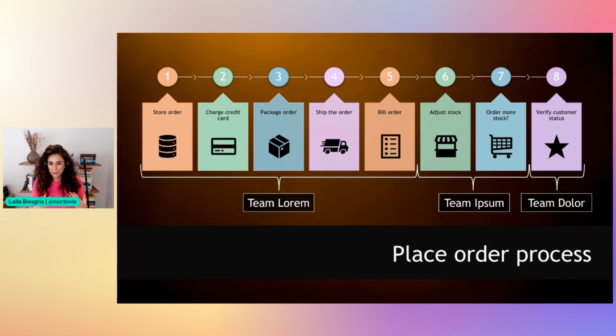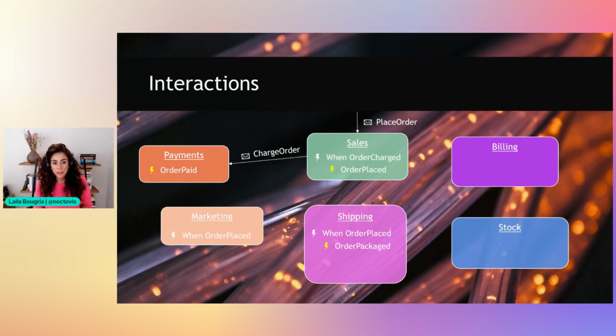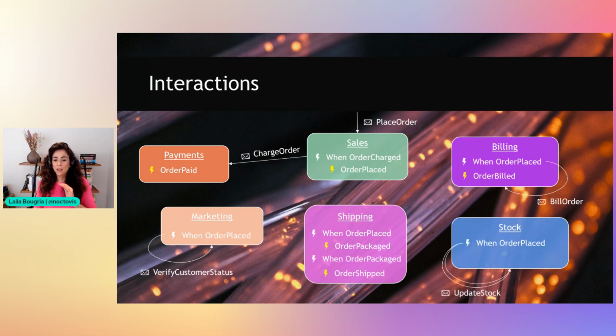So in order to understand how such a business process would work in a distributed system with many different components, we need to start thinking about those components in terms of how they interact with each other. So this drawing would give us an overview of how that is. We have a place order message or command that starts the entire business process that goes to sales, which makes sure that we get the money by sending a command to payments. And when that is done, the order placed event is published.